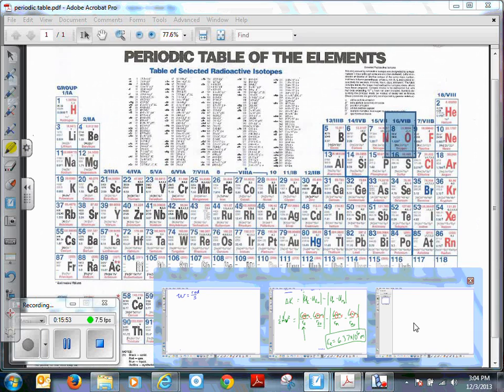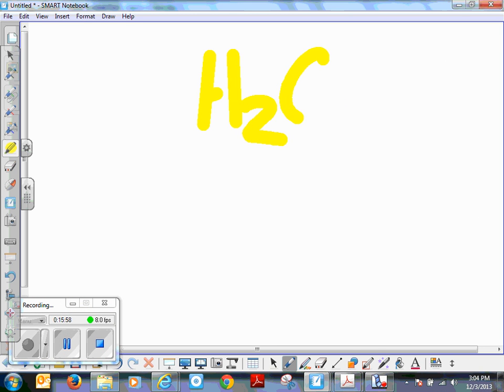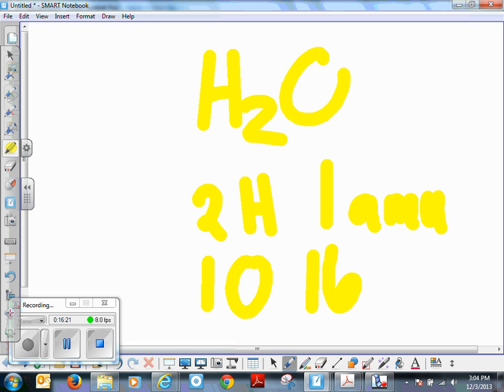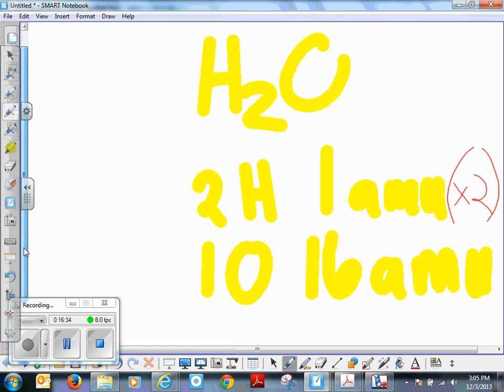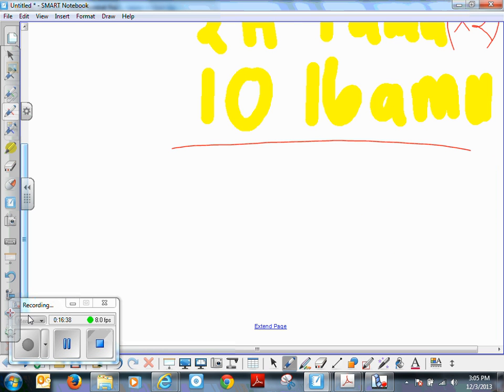So if we're looking at H2O, we have 2 hydrogens, 1 oxygen. Each hydrogen has 1 AMU, which means we have a total of 2 AMUs, and then 1 oxygen that has 16 AMUs. So our molecular mass for H2O is 18 AMUs.